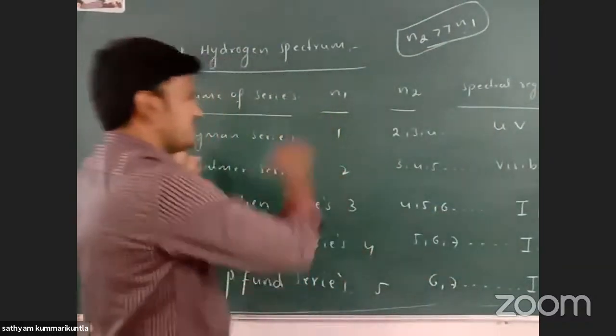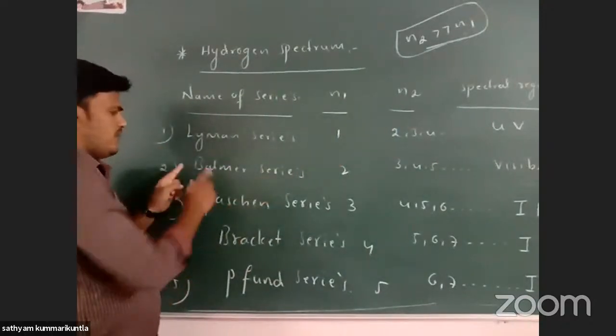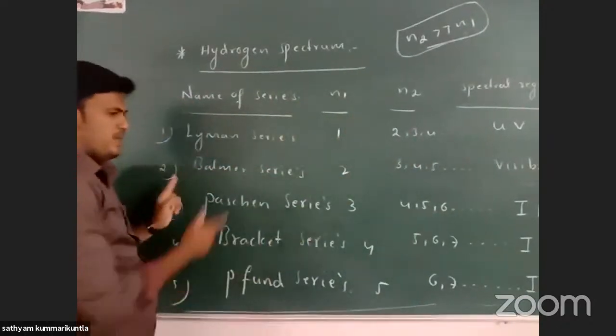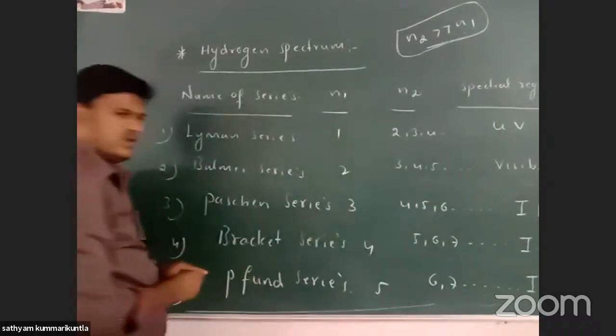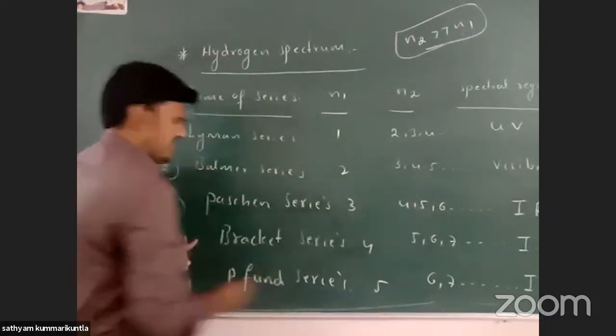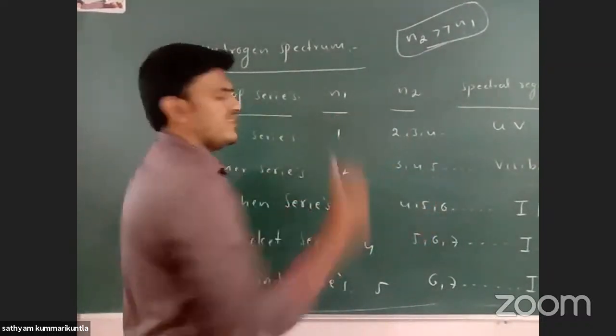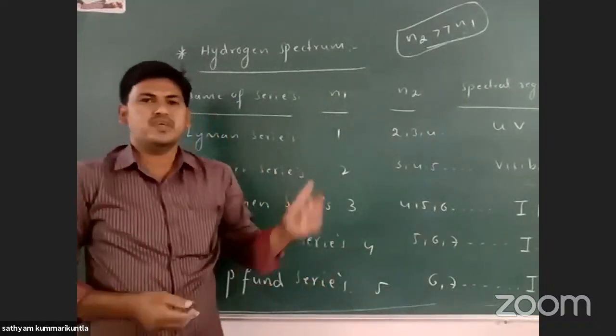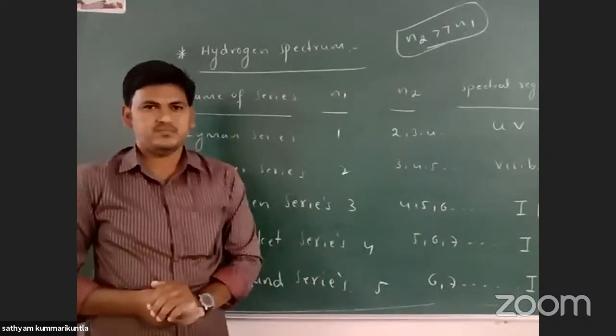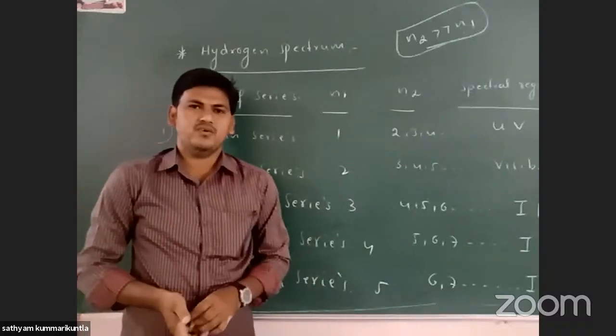Next, spectral lines. So Lyman series spectral region, UV region. Balmer series, visible region. Paschen series, IR region. Brackett series, same, IR region. Pfund series, same, IR region. So this is the hydrogen spectrum, very clear.